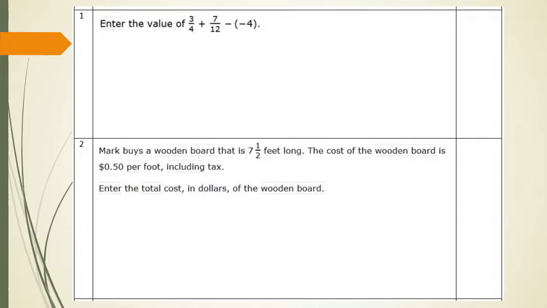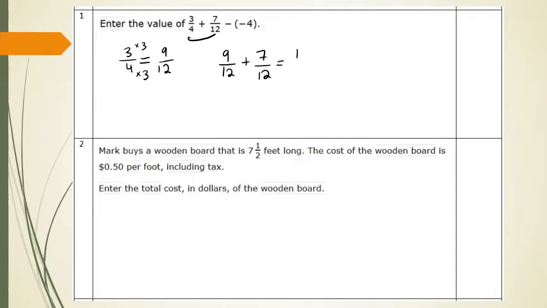Well, let's think about how we could combine those fractions together first. I know when I add fractions, I need to have a common denominator. So one common denominator I could choose would be 12, because I know I can make 3/4 into 12ths relatively easily. So 4 times 3 would give me 12, 3 times 3 would give me 9. So now I've got 9/12 plus 7/12, and then I'll deal with that minus -4 a little bit later.